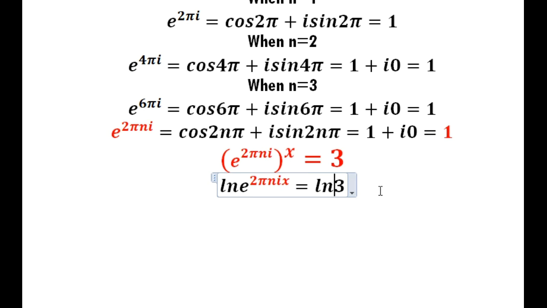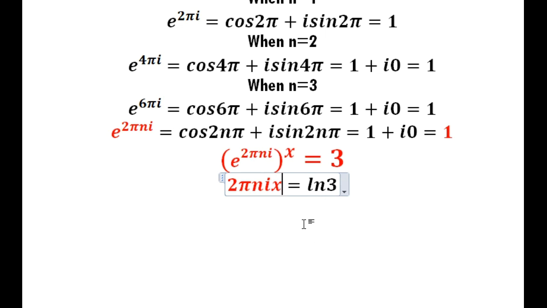To get x, the power here, 2πnix, because we have the log, will become the coefficient of the log. Then there just remains ln of e. And what is ln of e? ln of e is 1. So what will we get? ln of the exponential function is 1. We will remain with 2πnix equal to ln of 3.